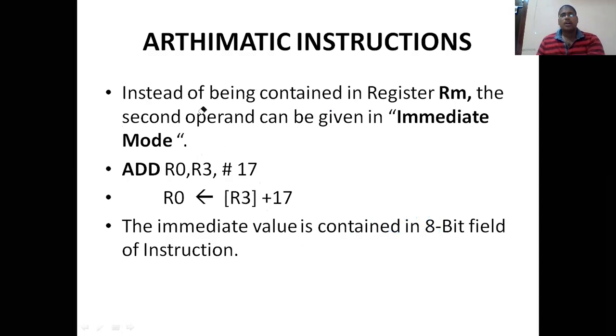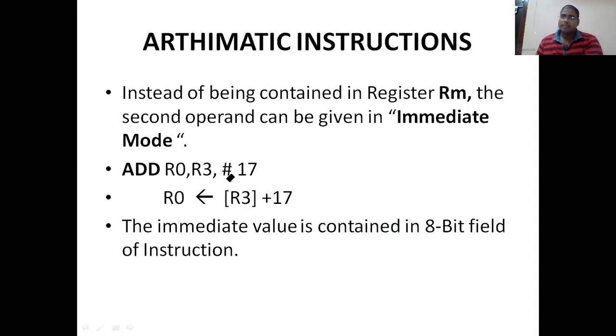Now we are going to discuss this: instead of being contained in the register Rm, the second operand can be given in the immediate mode also. What they are going to tell is, we can perform additions like this also. This is one type of addition. What is the difference between this one and the previous case? In the previous instruction, all three operands are registers. But here, one of the operands is an immediate value.